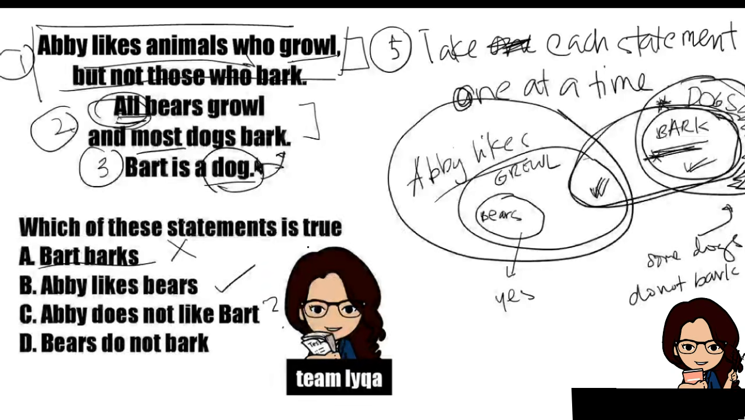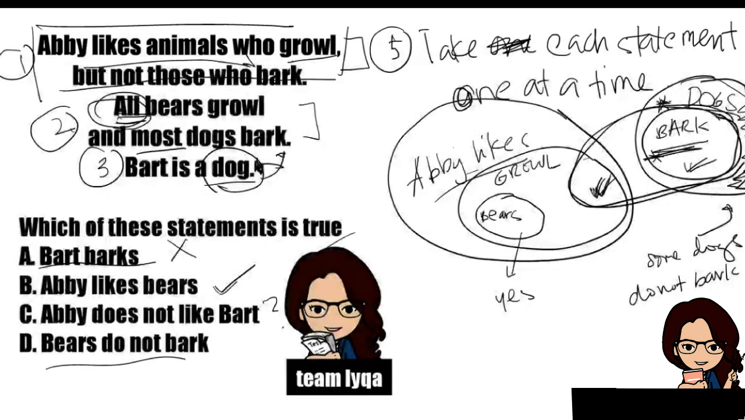Okay? Paano kung nandito siya? Hindi siya nagbabark. Nagbabark siya at nag-growl din siya. Okay? So, may conflict dito. May uncertainty dito sa statement na to. So, again, the best answer still remains that Abby likes bears. Okay? Letter D, bears do not bark.